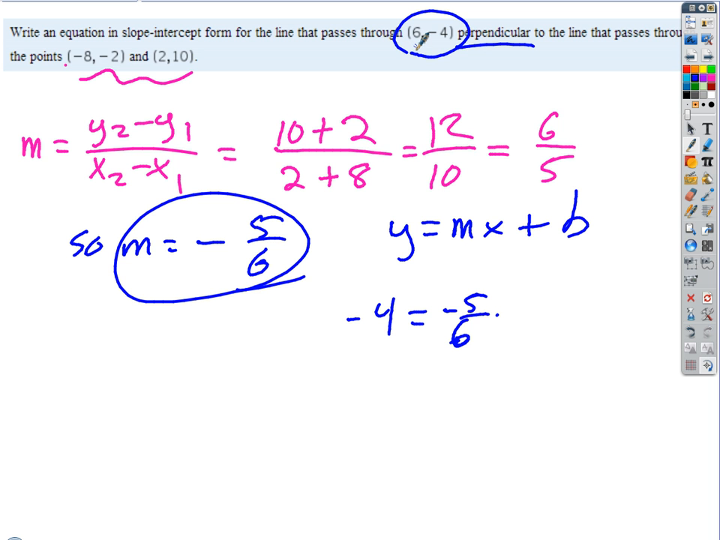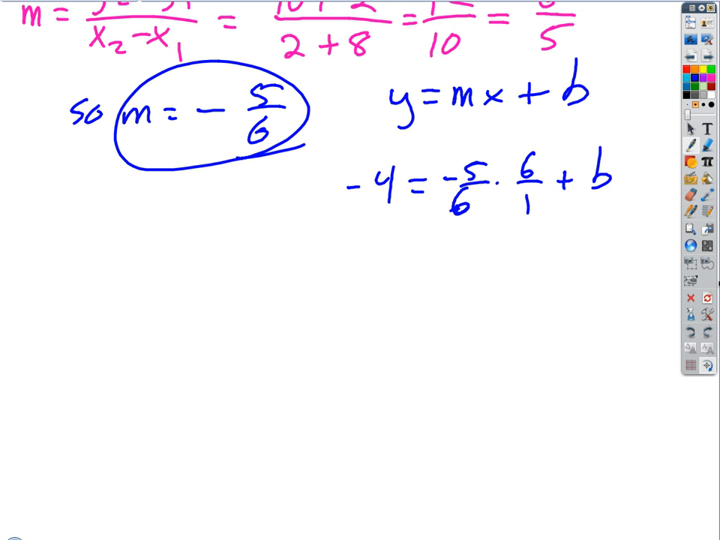I'm going to write that as 6 over 1 because I'm multiplying fractions. It's easier to see if we multiply fraction by fraction. Plus b, and all we have to do is just simplify and solve for b. So how do I multiply fractions? Straight across. Negative 5 times 6 is negative 30 divided by 6. Okay, negative 30 over 6 is negative 5, right? So negative 4 equals negative 5 plus b. Last step to get b by itself? Add 5. So if I add 5, negative 4 plus 5 is?